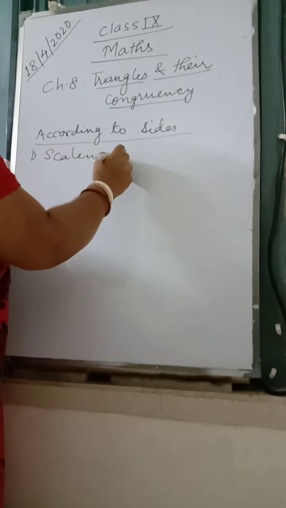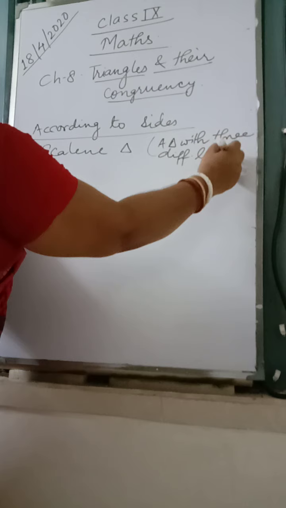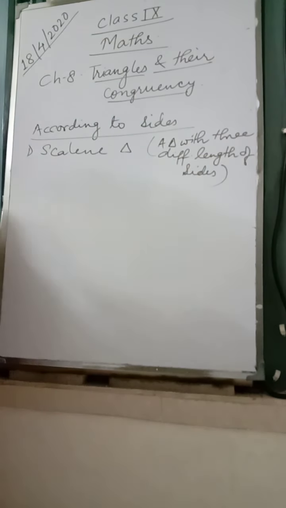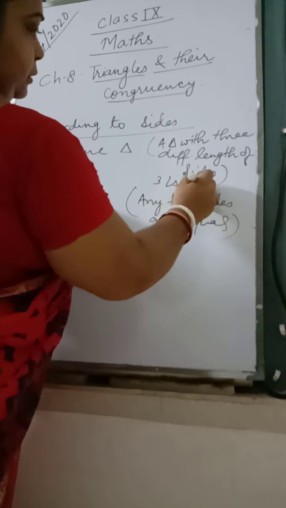Next we have a triangle with 3 different lengths of side. This is scalene. Second is the isosceles triangle, in which any 2 sides are equal. Now in a scalene, if all 3 sides are different, 3 angles are also different.